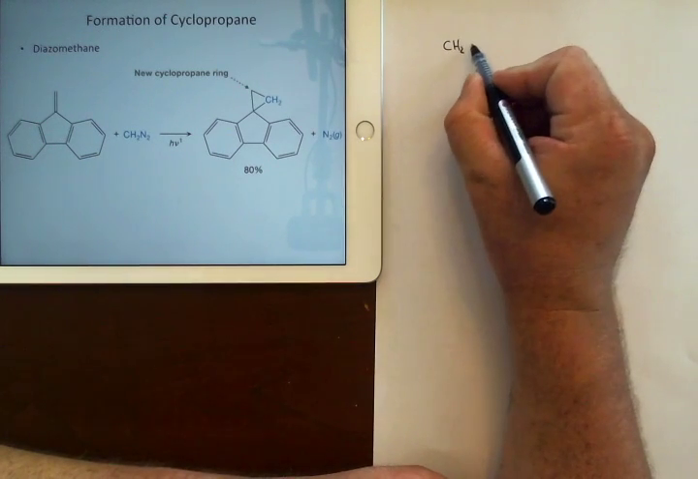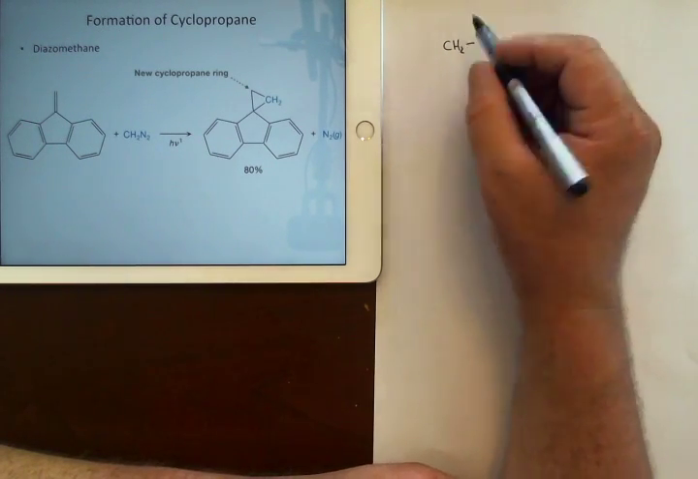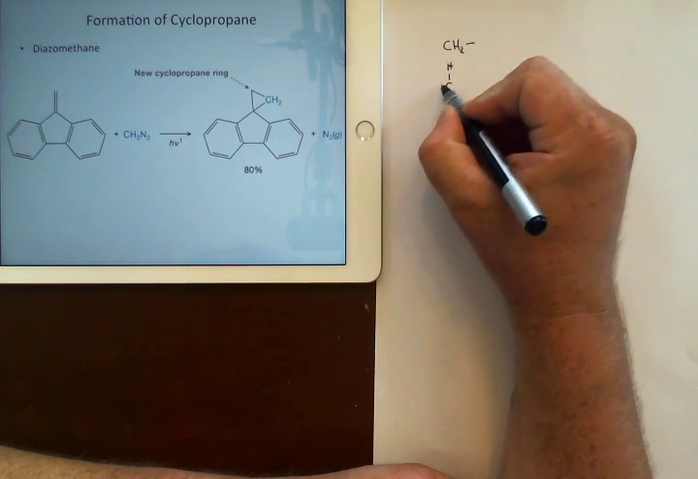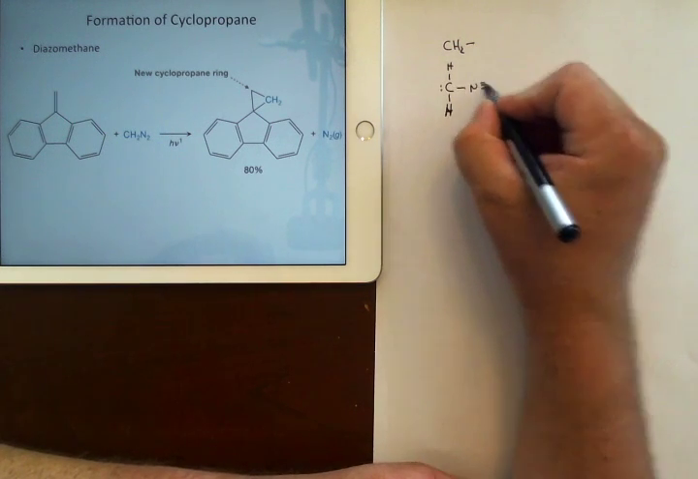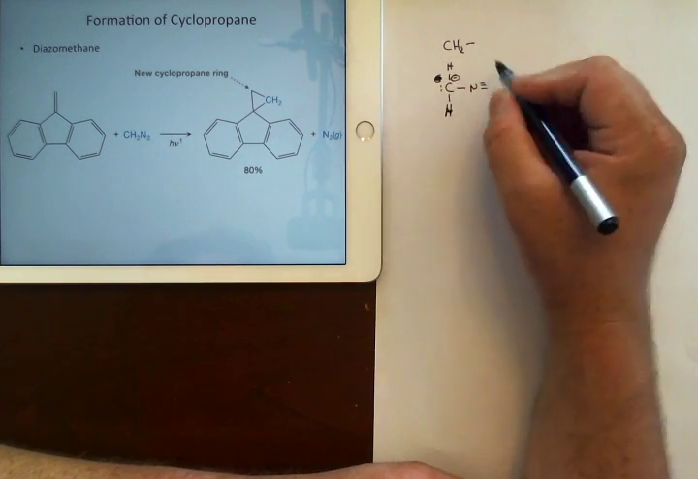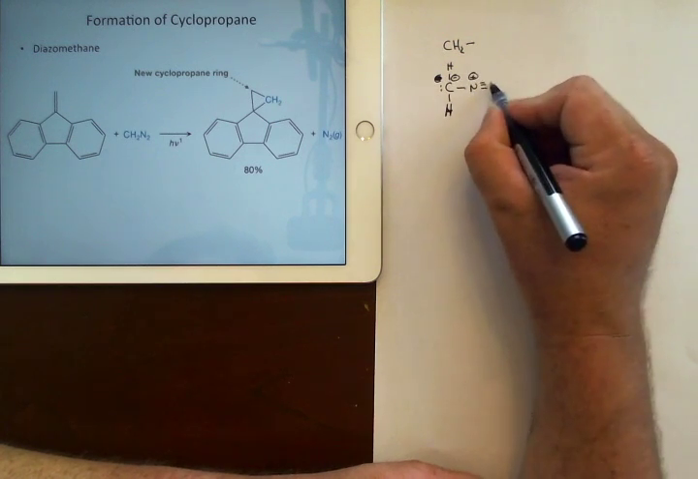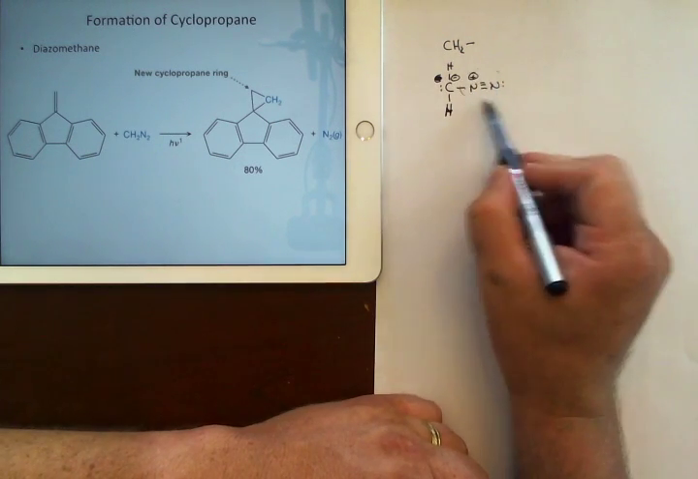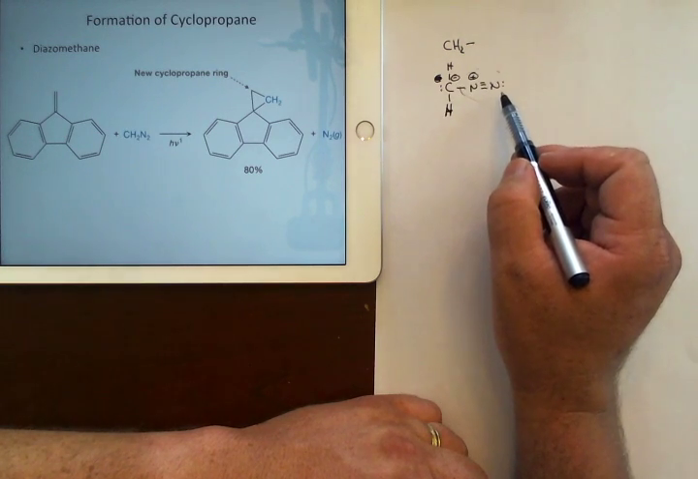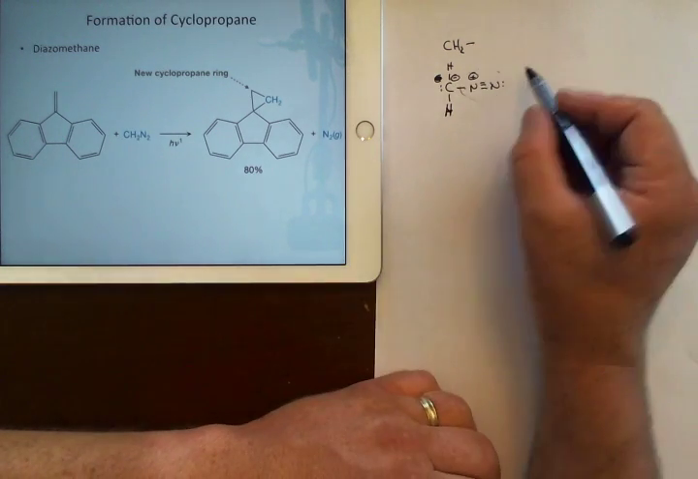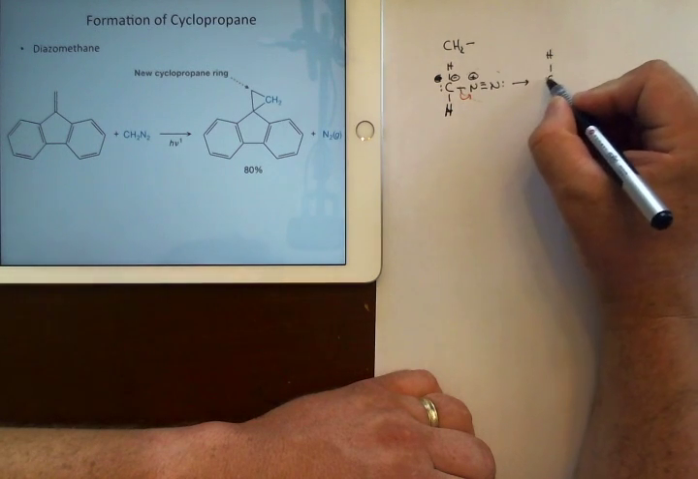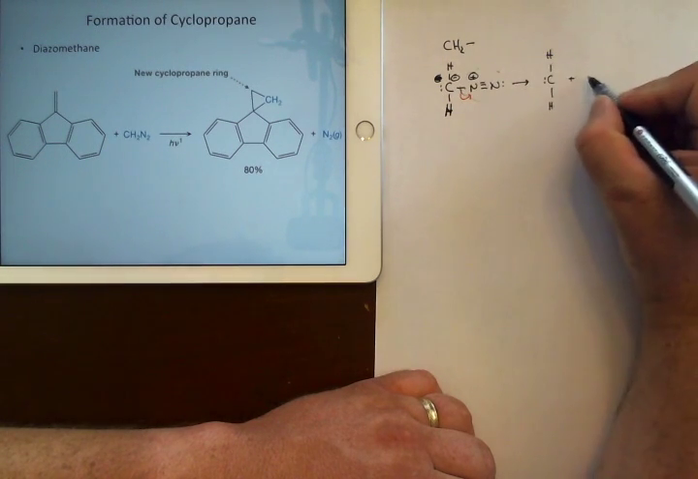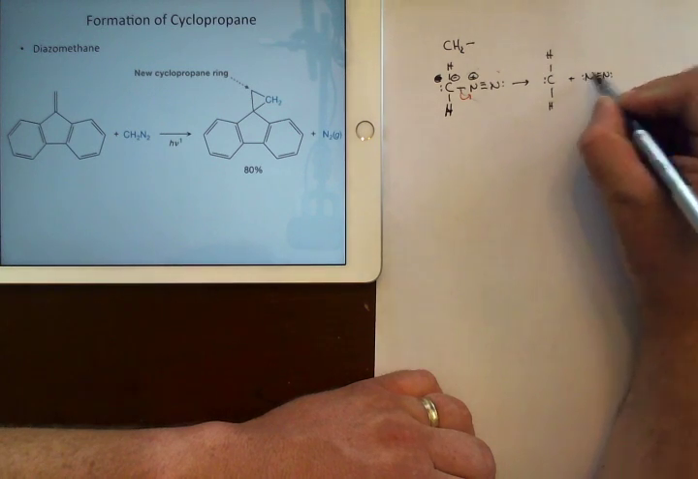If you actually draw this out, it's kind of a crazy compound. This has a negative charge, and this has a positive charge, nitrogen here. This right here is effectively nitrogen gas. And so when you hit it with usually light or some other initiator, these electrons are going to go onto there, and you're going to make your carbene, plus nitrogen gas.